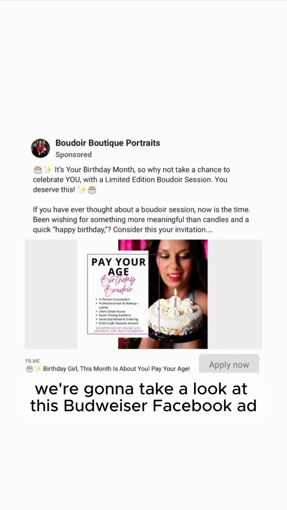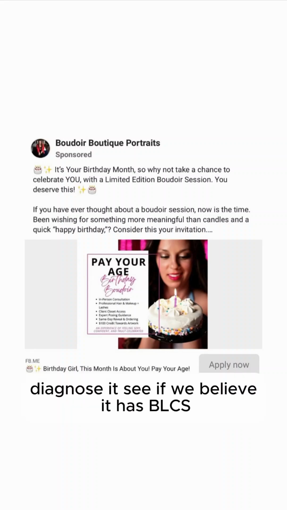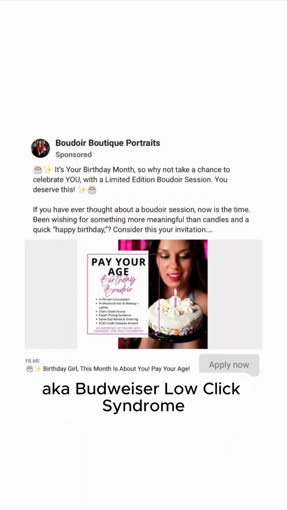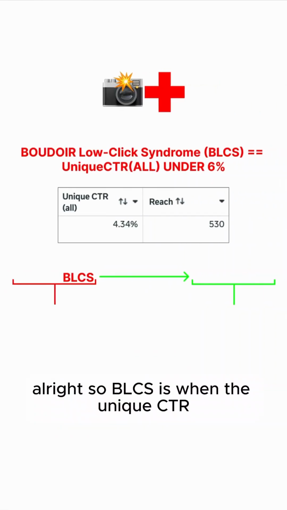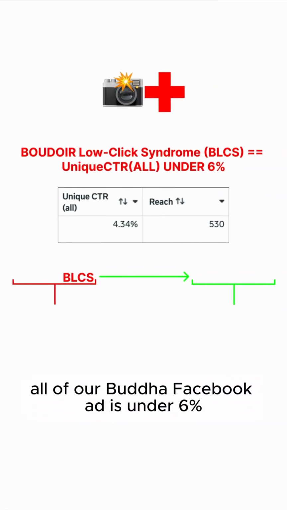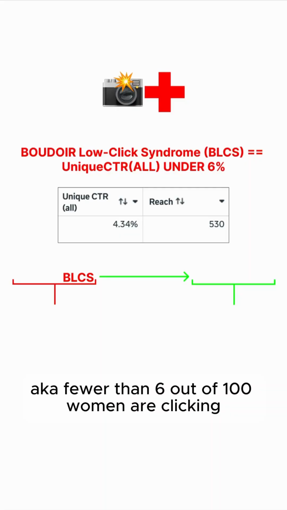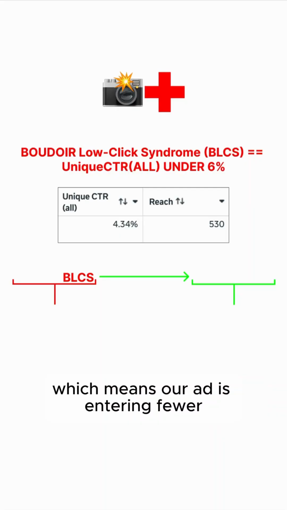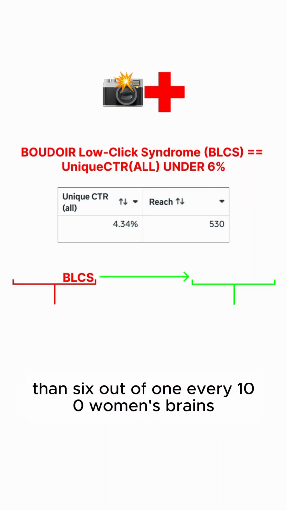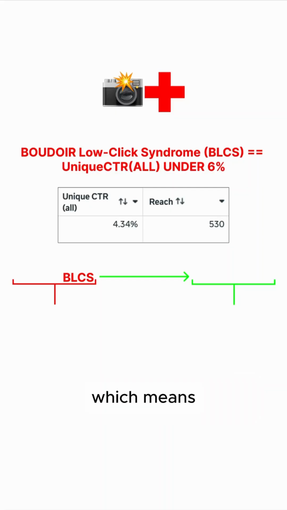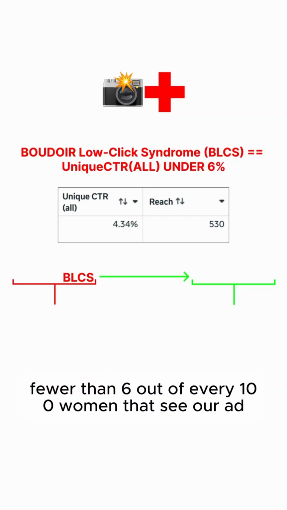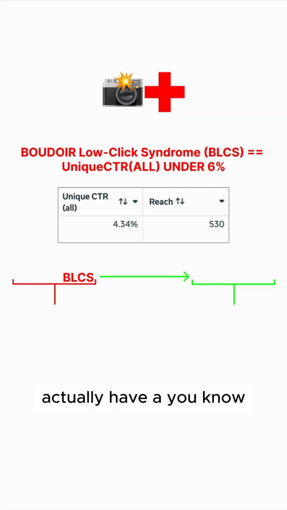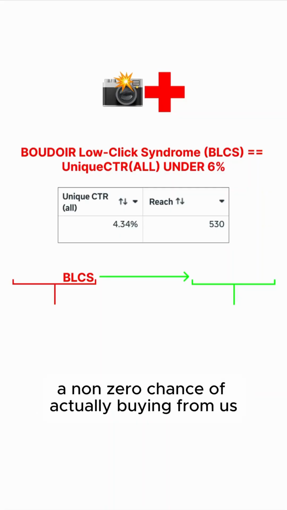All right, y'all, we're going to take a look at this Boudoir Facebook ad. Diagnose it, see if we believe it has BLCS, aka Boudoir Low Click Syndrome. BLCS is when the unique CTR on our Boudoir Facebook ad is under 6%, aka fewer than 6 out of 100 women are clicking somewhere on our ad, which means our ad is entering fewer than 6 out of every 100 women's brains, which means fewer than 6 out of every 100 women that see our ad actually have a non-zero chance of buying from us.